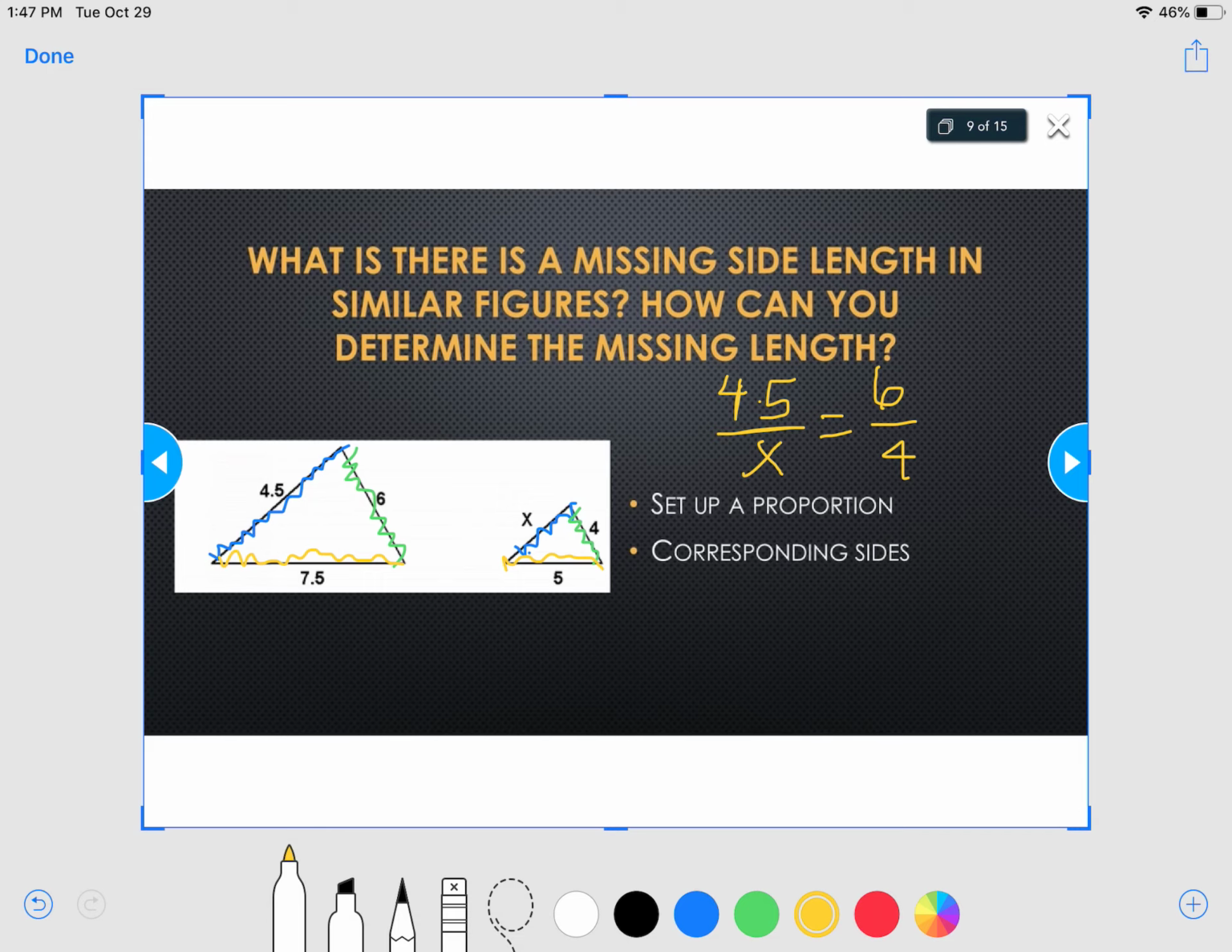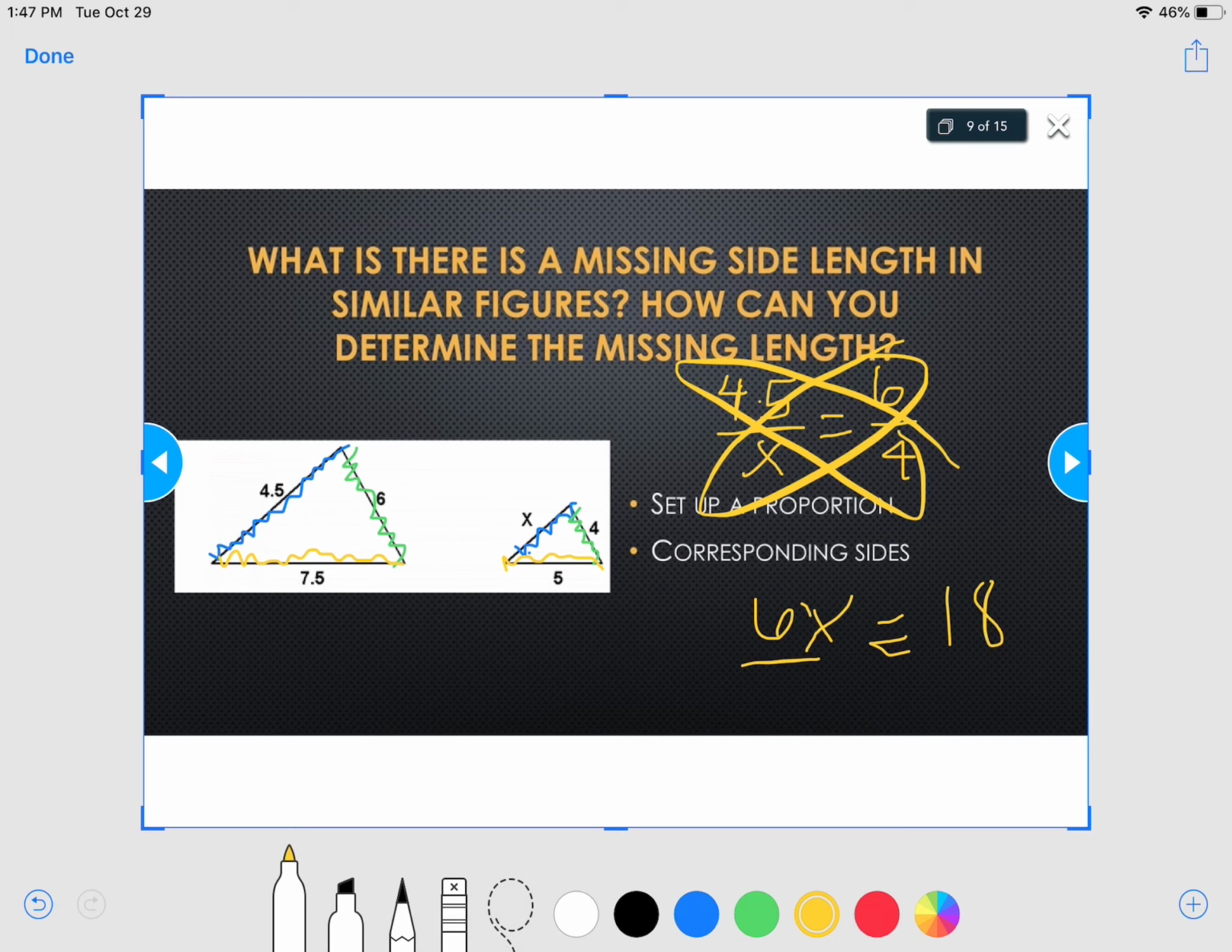This should look familiar from what we did a couple weeks ago. We need to do what here? I want everyone to think, or pause the video real quick to think about what you need to do. That's right, we need to cross multiply and solve. So 6 times x is 6x equals, goodness gracious, 4 times 4.5 is 18. And then I need to divide both sides by 6. That gives me x equals 3. So the missing side is 3.